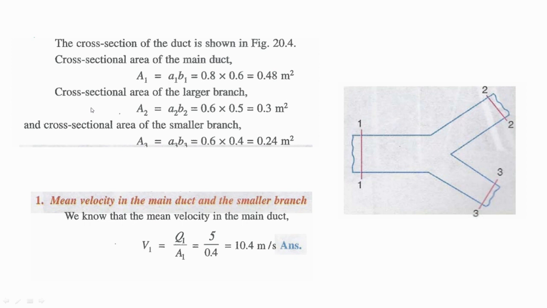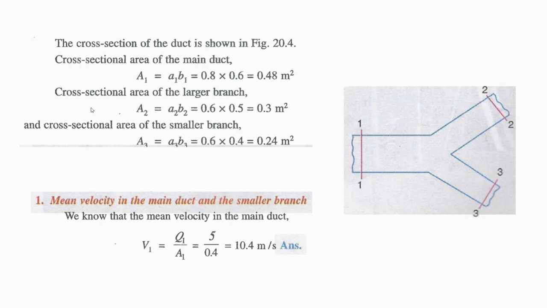the cross section of the duct is shown in the figure. We can see in the figure the cross section area of the main duct A1 is 0.48 meter square. Now the cross section of the larger branch, which is A2, is 0.3 meter square, and similarly for the smaller branch it is 0.24 meter square.